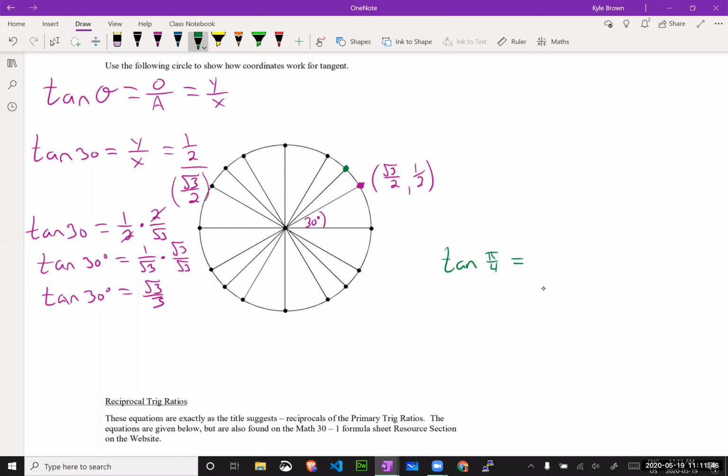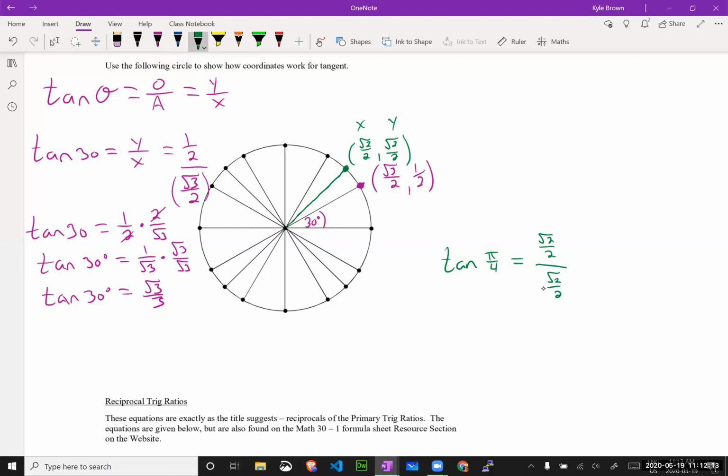So remember, it's opposite over adjacent. So at pi over 4, or 45 degrees, remember how this is on the unit circle? This is root 2 over 2, comma, root 2 over 2. So y over x, or opposite over adjacent. That's my y and that's my x value. Then root 2 over 2 over root 2 over 2.